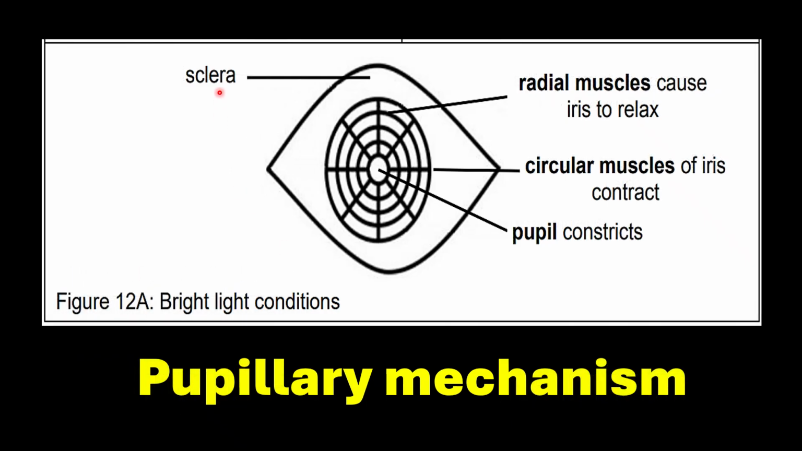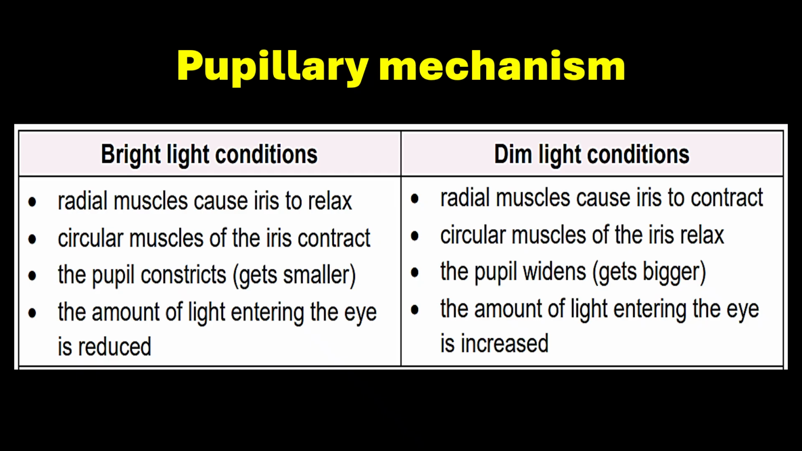In a bright light, the opposite occurs. Because bright light can be harmful to the eye, the radial muscles relax, and when the radial muscles relax, the circular muscles of the iris contract. It contracts, and then what happens? The pupil constricts. The pupil becomes smaller so that less light will enter the eye to prevent any damage to the photoreceptor.